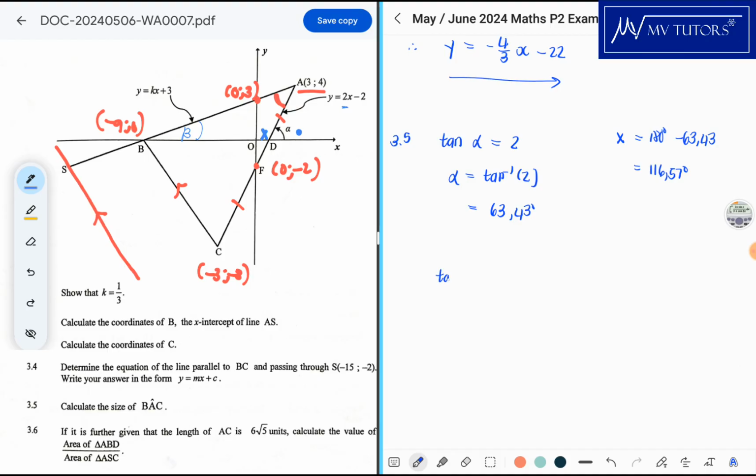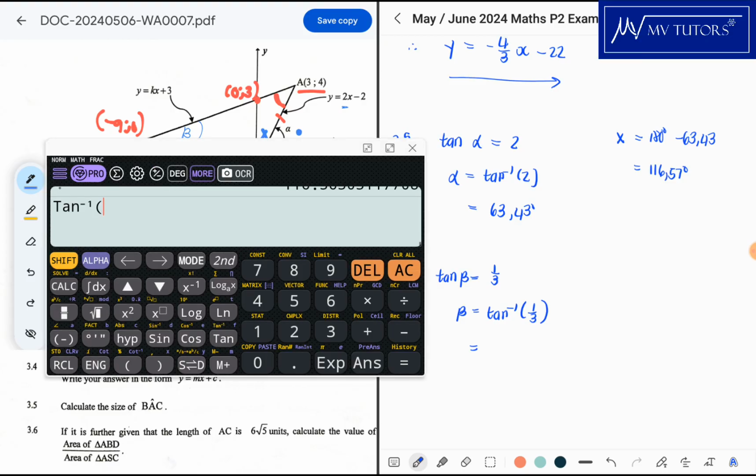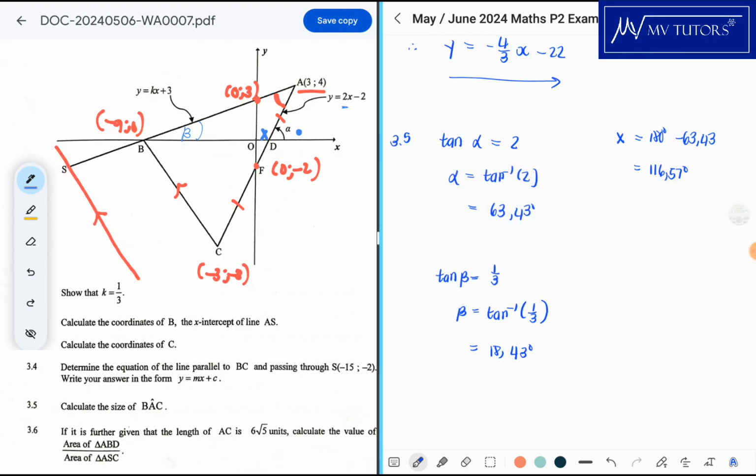Now I'm going to look for beta. So I will say tan beta is equal to the gradient, and remember the gradient is a third. So beta is arctan a third, and we can work that out. So shift tan a third, and then we get 18. So the angle there is 18,43. Cool. So we have beta, we have x over there.